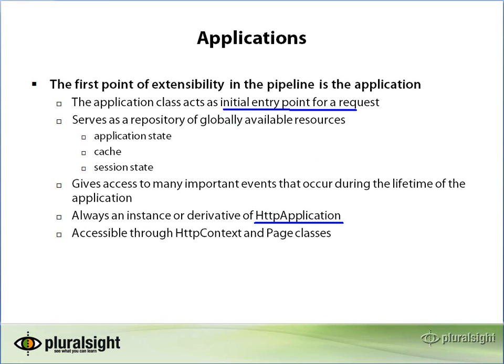It also serves as the initial entry point for a request. So if you want to reject a request, for example, if you want to do some pre-processing before the handler actually gets invoked, you can do that in the application class. You can actually preempt the request and stop it from going further. It also is a collection of global resources. The cache and the session state are all accessible through the application class as well. And it's accessible through the context and page classes as we saw before. So if you put some functionality into your application class, you can always access it from other locations in your site. Okay, so that's the role of the application.